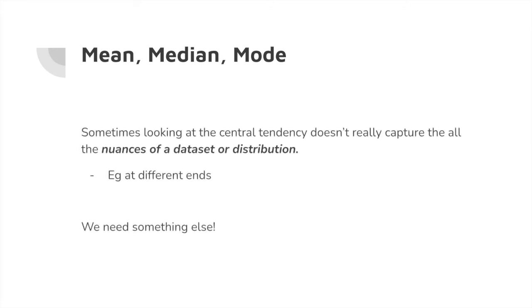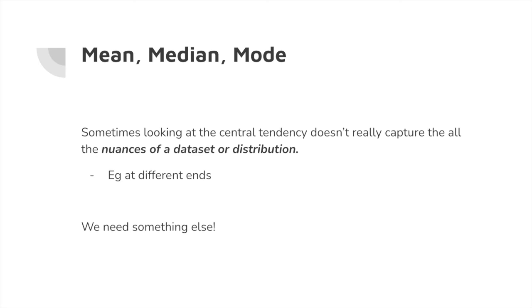The mean, median, and mode are what we call measures of central tendency, since they measure the central value of a distribution, which is a fancy term for a dataset. However, as you can see with the example of multimodal data, sometimes looking at the central tendency of a measure doesn't really capture all the nuances of a dataset or distribution.